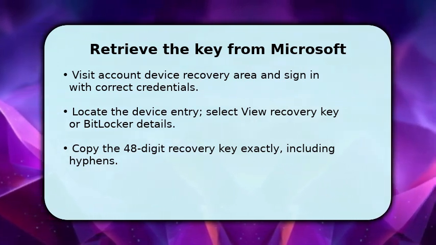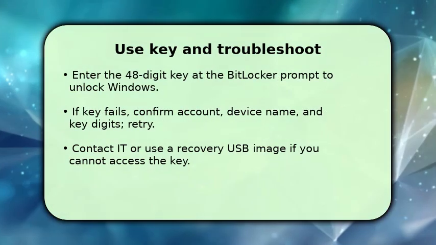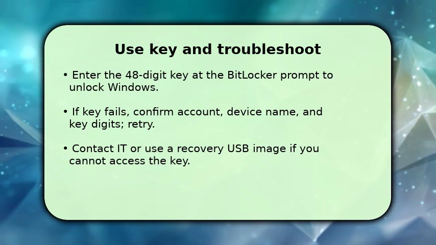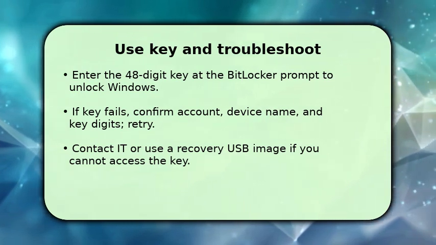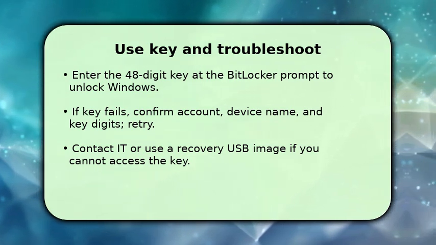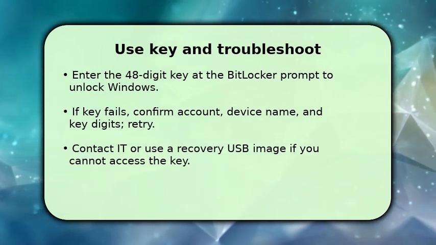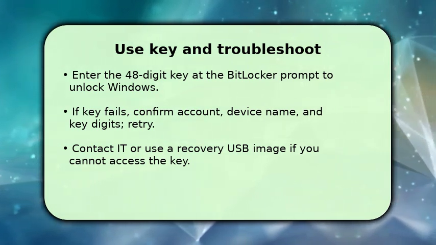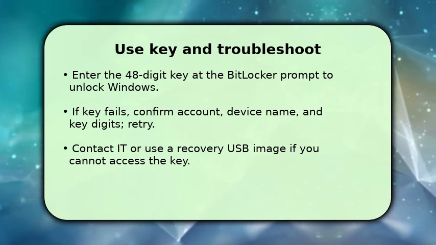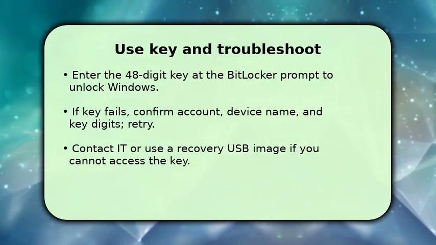Finally, go to the locked PC and enter the 48-digit BitLocker recovery key when prompted. Typing carefully avoids repeated lockouts. Once accepted, Windows will unlock and may let you suspend BitLocker or set a new PIN. Make that change now if needed. If the key is rejected, double-check you copied from the correct Microsoft account and match digits. If problems persist, try another device entry or contact your IT admin.